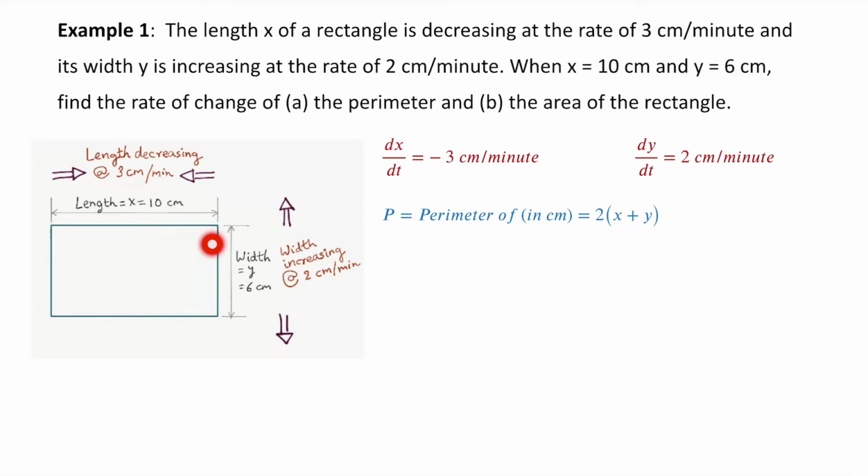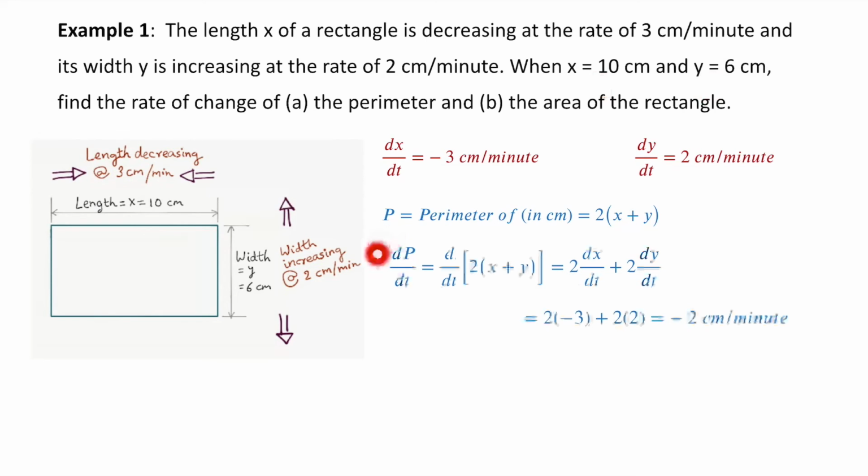So we are asked to calculate the rate of change of perimeter with respect to time at the moment when x is 10 centimeters and y is 6 centimeters. So let us first try to get a general notation for the derivative of perimeter with respect to time, and then we will plug in the values x equals 10 and y equals 6 in that. Okay, so what would be dP/dt? This is what we are asked to calculate.